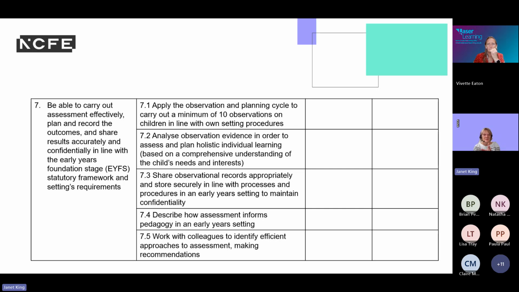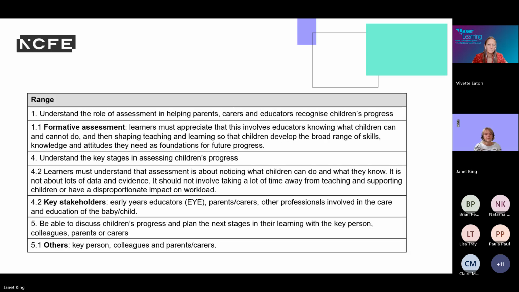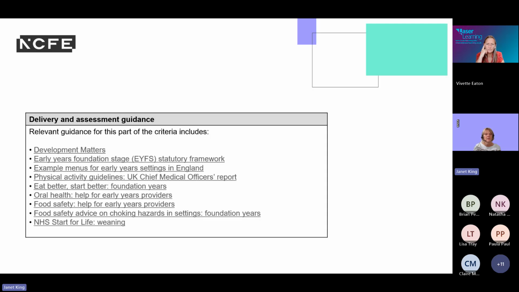And then there is that. So again, make sure your students are ready to do that where you can. Don't just go straight into those 10 observations if you can help it without going on that journey. And then we just have the range here that's just explaining who those other people are for key stakeholders and others, and then the formative assessment and making sure we understand that ongoing assessment that we do all the time that shapes what we do.